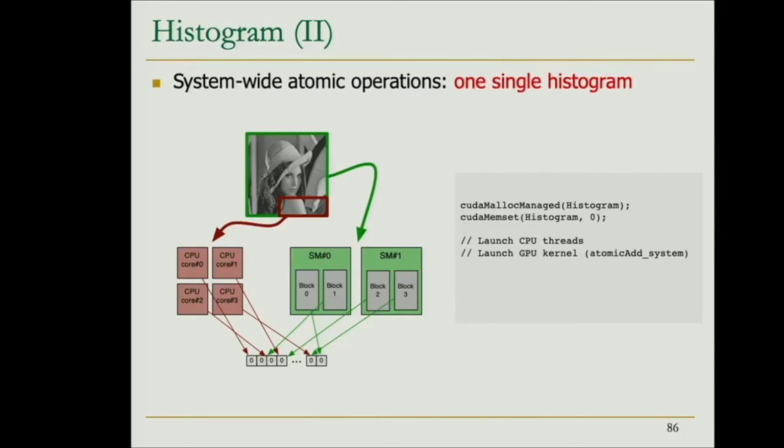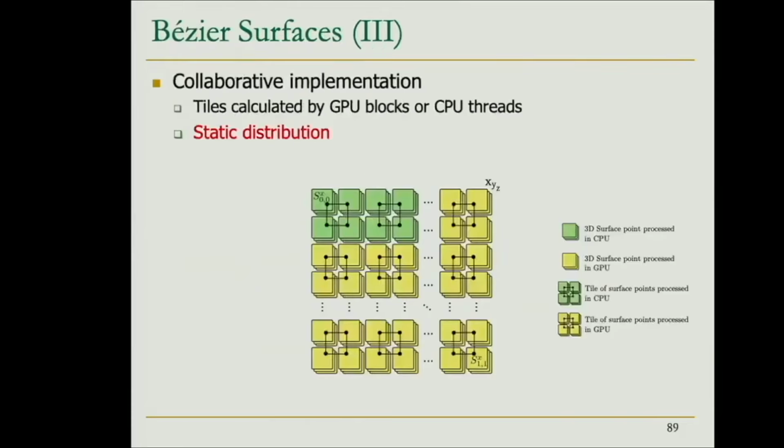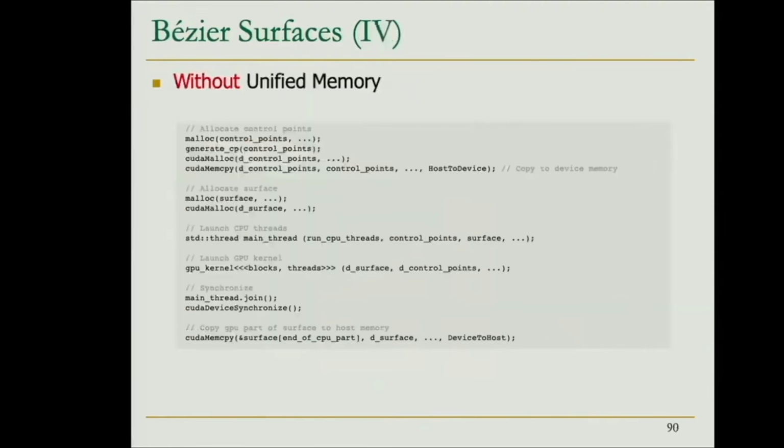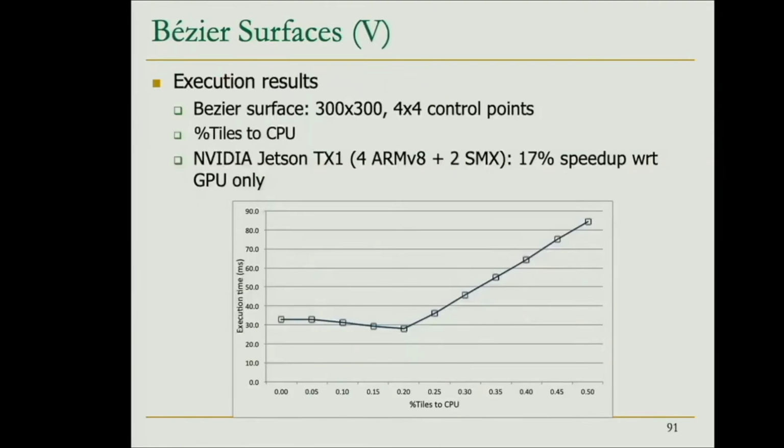But if you have an integrated GPU, and these two things are inside the same chip, and this is the same memory space, the same DRAM, then it's going to be much more efficient. And you can see quite a few examples of this collaborative implementation. Bezier surfaces, it's a kind of processing for graphics. This is on an NVIDIA Jetson. I don't know if you have heard about this platform. It's a board that contains a CPU with 4 ARM cores, and a GPU with 2 SMs.